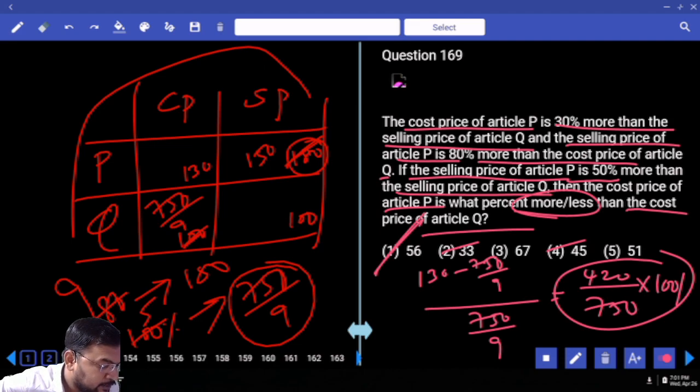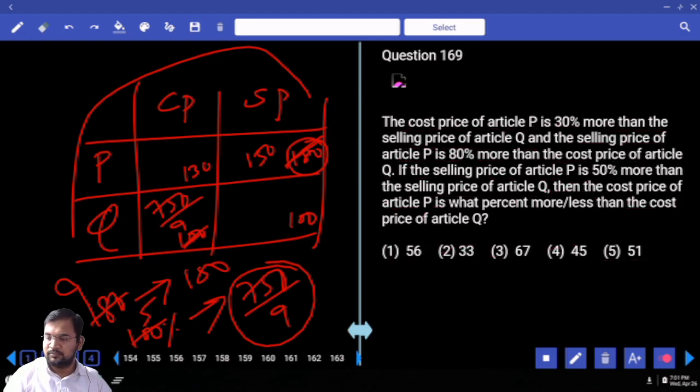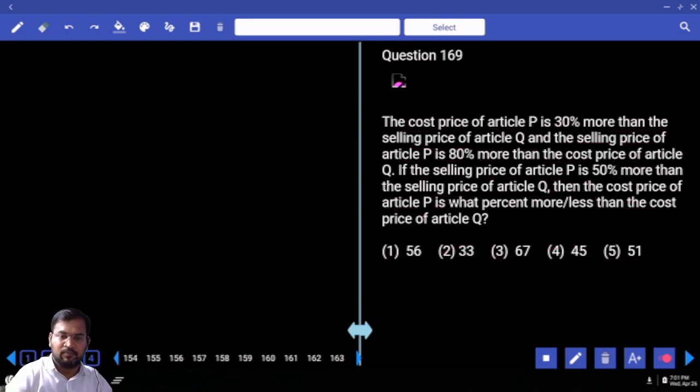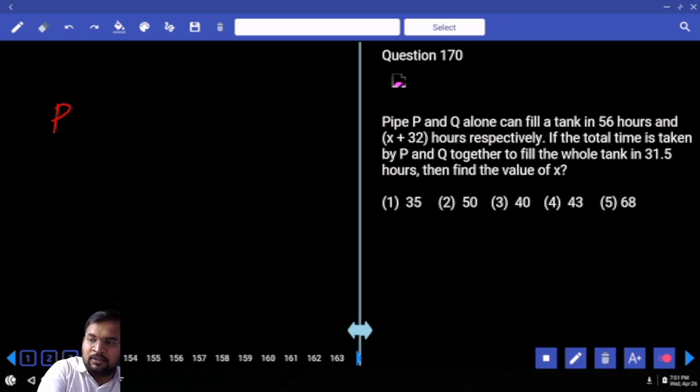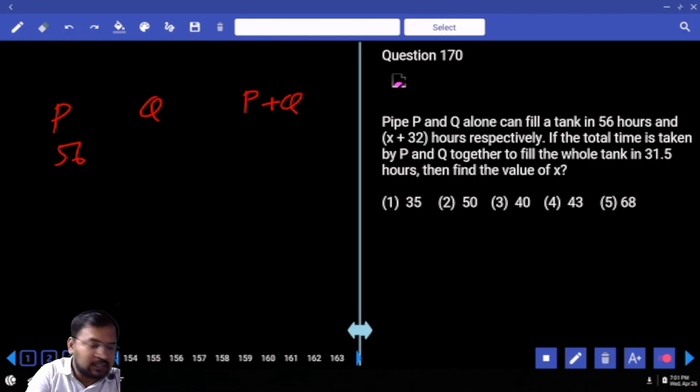Are you ready? Pipe P and pipe Q alone can fill a tank in 56 hours and x hours. If the total time taken by P and Q together to fill the whole tank is 31.5 hours, then find the value of x. Tell me now, P alone how many hours? 56. Q alone we don't know, unknown variable. But together is 31.5.